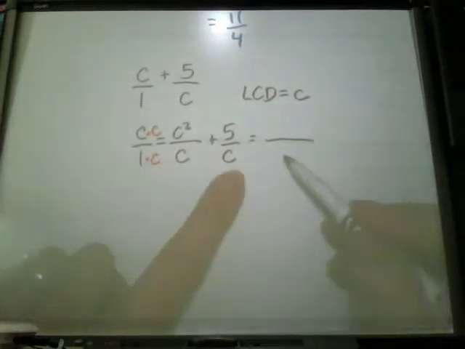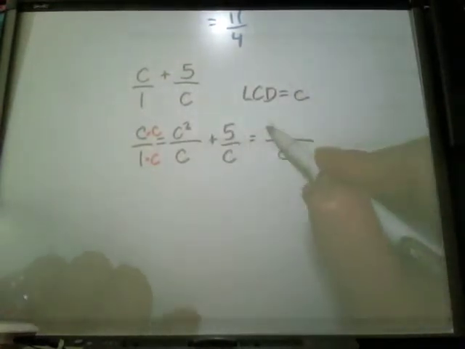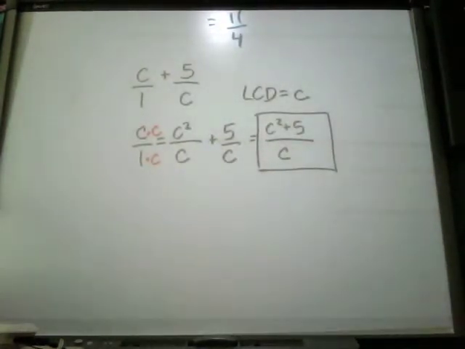Okay, if my denominator was C, my denominator is still C. C squared plus 5, C squared plus 5. I can't factor that one. I can't simplify the C's because of the addition sign that's happening.